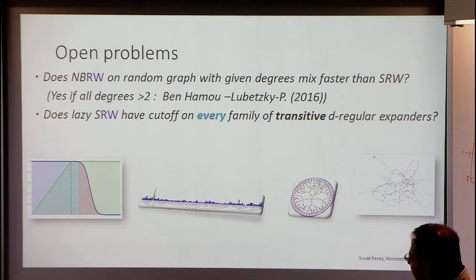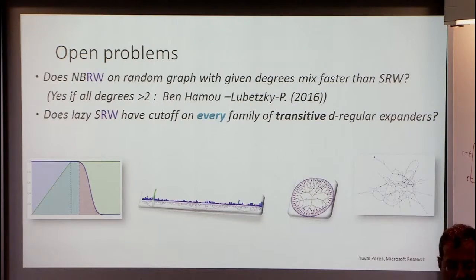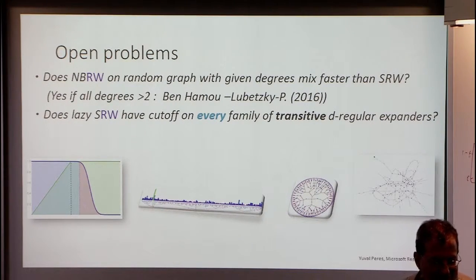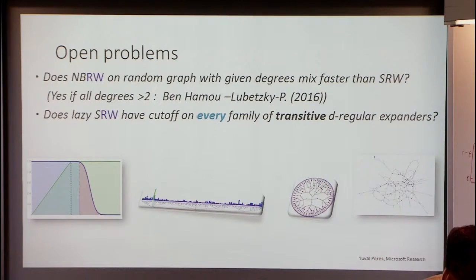And finally, returning more to the regular case, one thing that is still open is this original conjecture: does lazy simple random walk have cutoff on every family of transitive d-regular expanders? We now know it in the Ramanujan case, but I still believe it's true in greater generality.